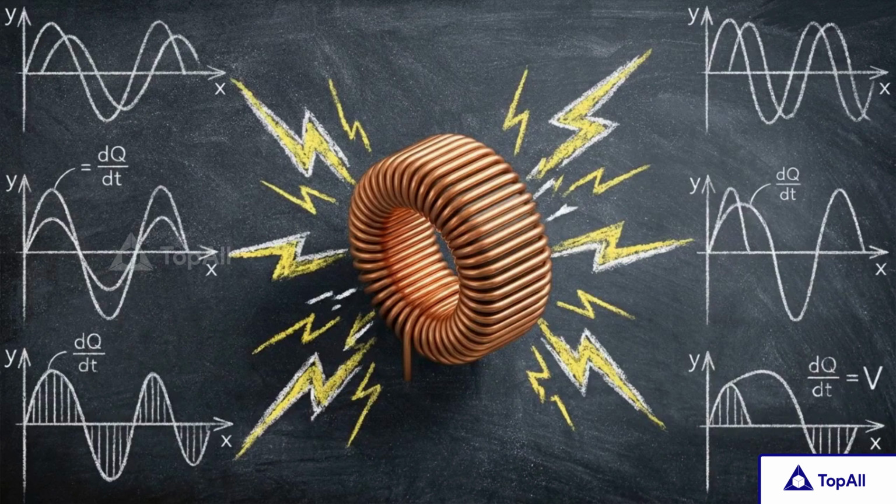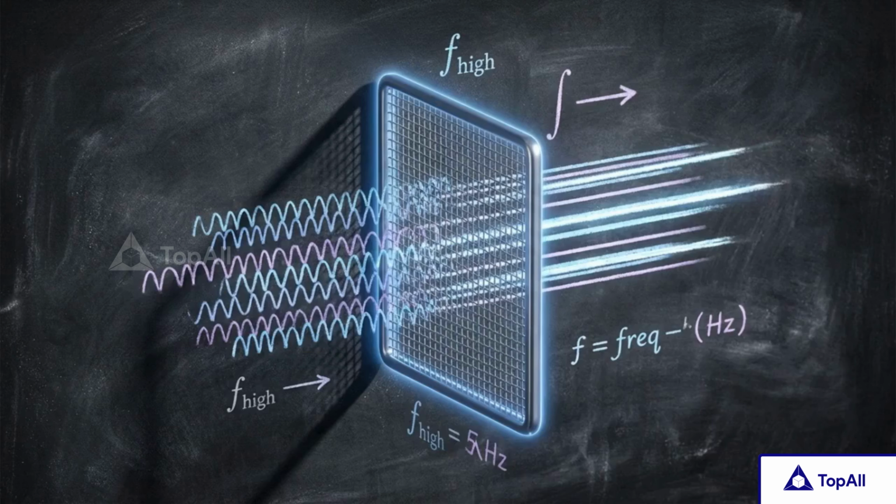This behaves entirely differently from inductors, which choke off rapid signals. Capacitors are inherently frequency-friendly. They prefer high-speed signals and allow rapid alternations to pass through almost effortlessly.